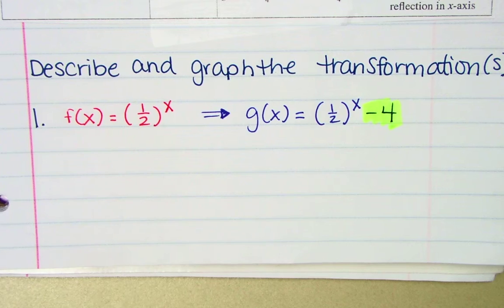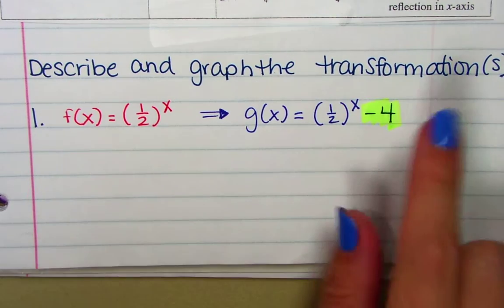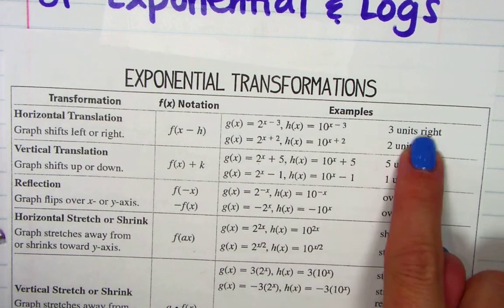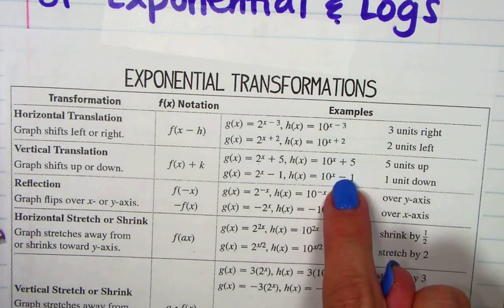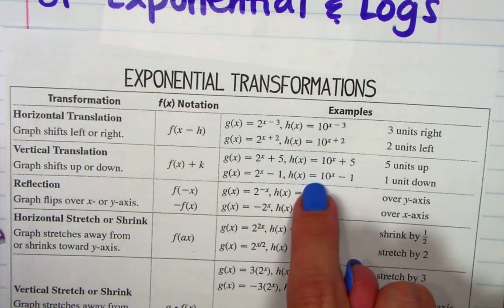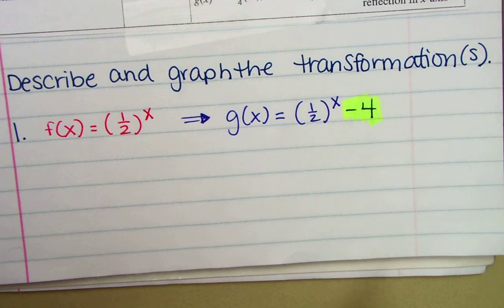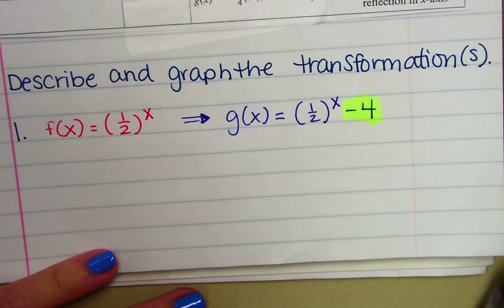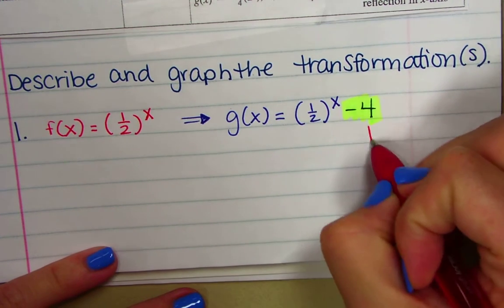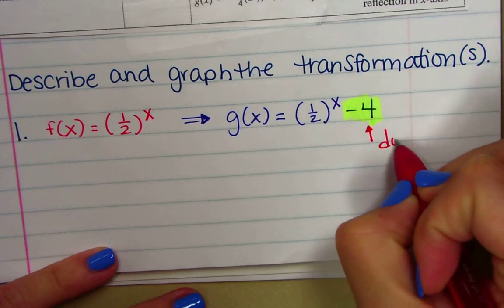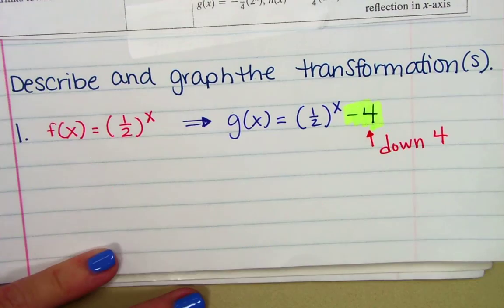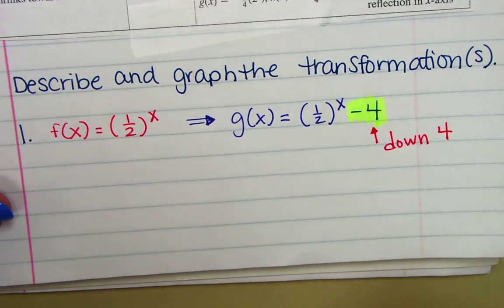To the right or down? Down. How do you know? It's outside. Because it's outside, on this one, if it were in the exponent, that would be right. If it's down here on the bottom, not in the exponent, then it's down. That's one thing we're going to get used to. So this one is down 4 units.